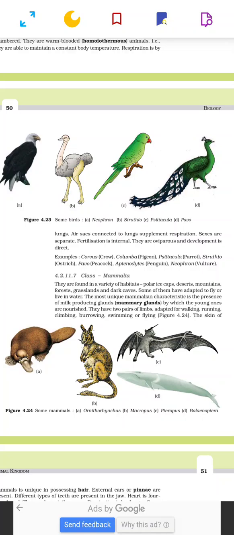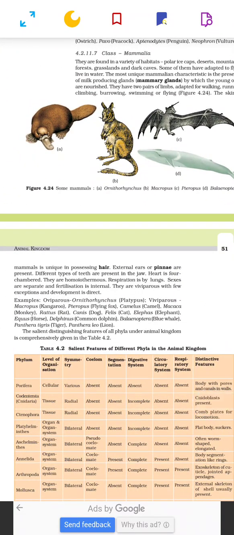Class Mammalia. Mammals are found in a variety of habitats, that is polar ice caps, deserts, mountains, forests, grasslands, and dark caves. Some of them have adapted to fly or live in water. The most unique mammalian characteristic is the presence of milk producing glands, that is mammary glands, by which the young ones are nourished. They have two pairs of limbs adapted for walking, running, climbing, burrowing, swimming, or flying. The skin of mammals is unique in possessing hair. External ears or pinna are present. Different types of teeth are present in the jaw.